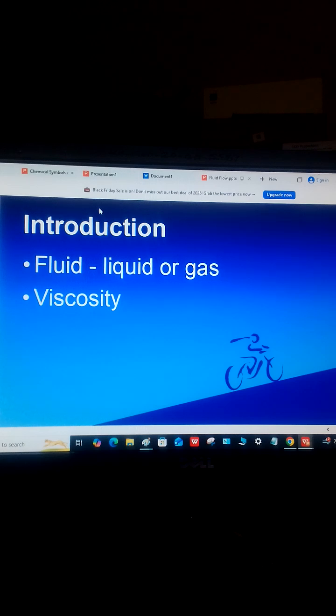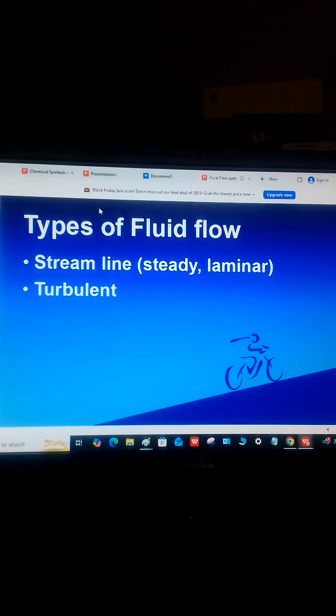Let us look at types of fluid flow. We have streamline flow and turbulent flow. Streamline flow is also called steady flow or laminar flow. Let us discuss more about streamline flow.